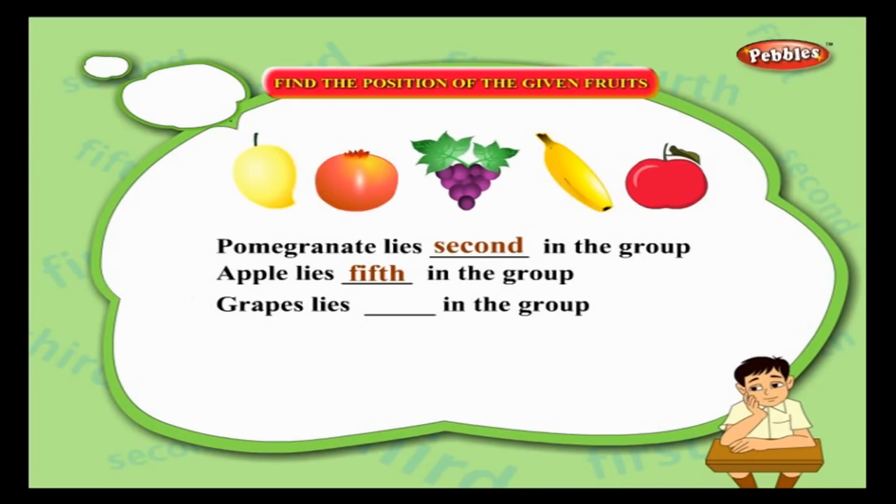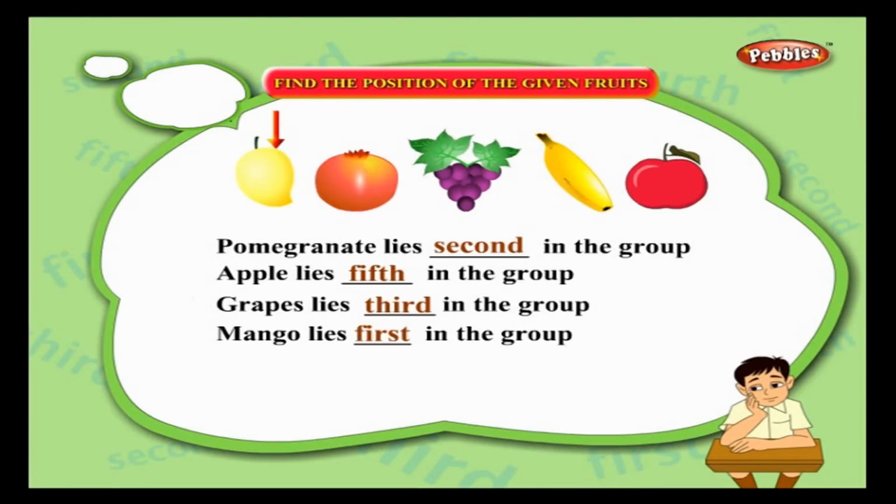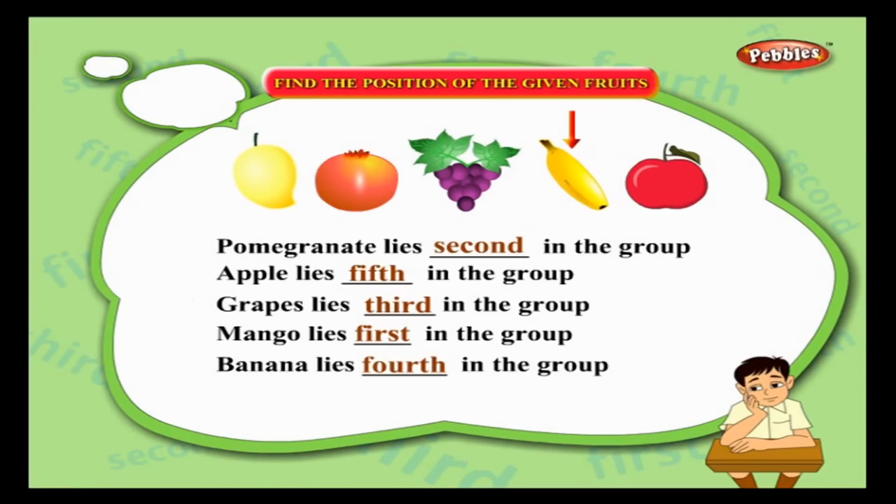Grapes lies dash in the group. First, second, third. It lies third in the group. Mango lies dash in the group. First. It lies first in the group. Banana lies dash in the group. First, second, third, fourth. Banana lies fourth in the group.